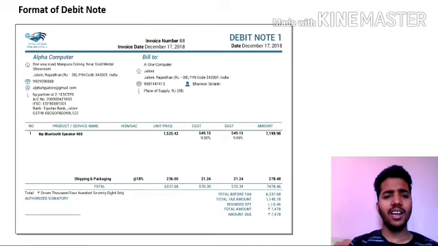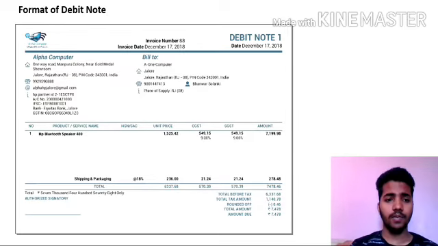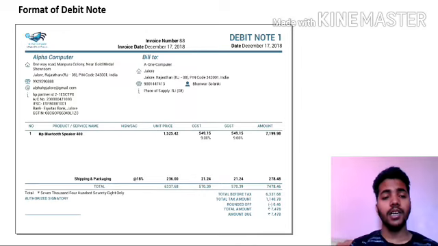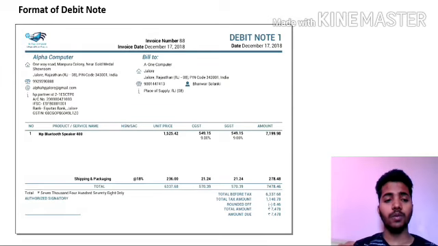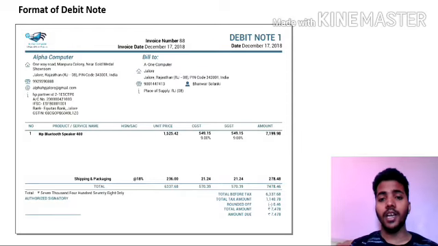So guys, earlier I have discussed the details that need to be mentioned under a debit note and credit note. So here is a format of a debit note of Alpha Computer Limited, and the address is mentioned here with the details of the supplier.